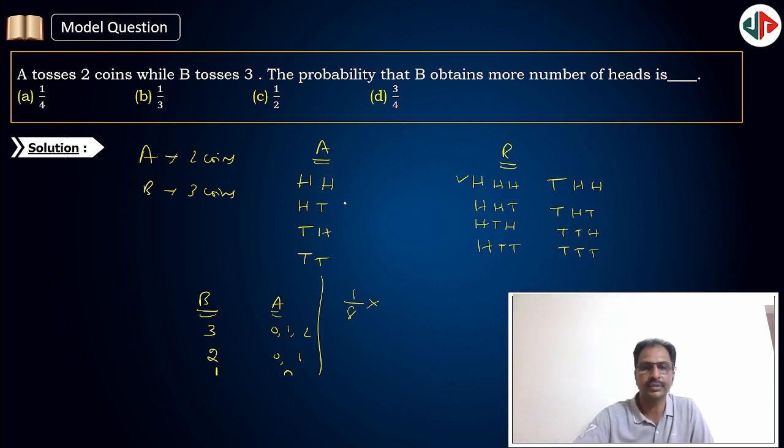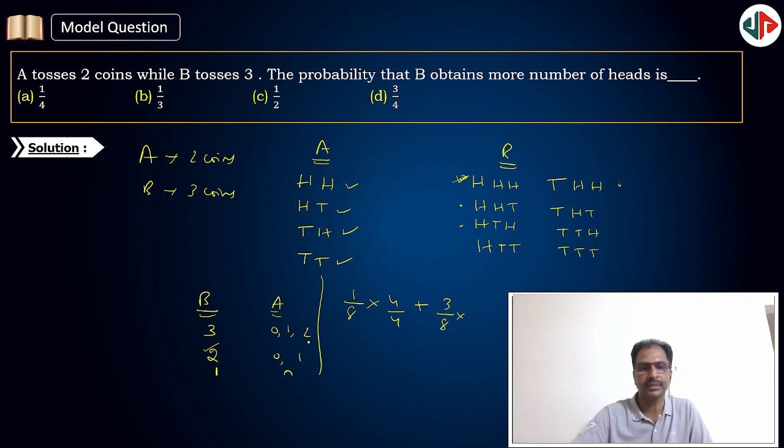Either 0 heads means both tails, 1 head means these 2 cases, 2 heads means this. So 4 out of 4. Plus, what is the probability of getting 2 heads for B? 2 heads for B means 1, 2, 3, 3 cases out of 8.